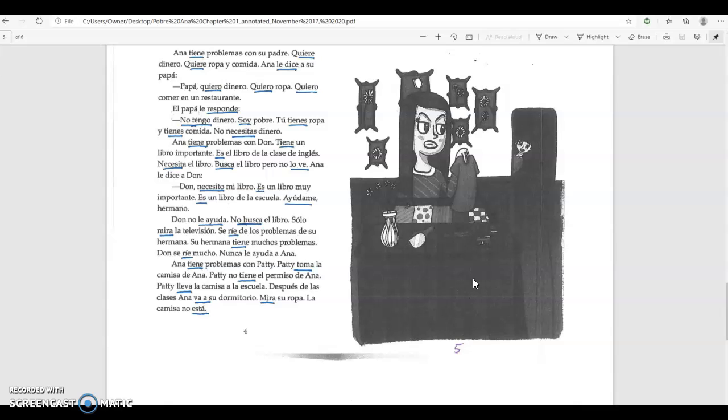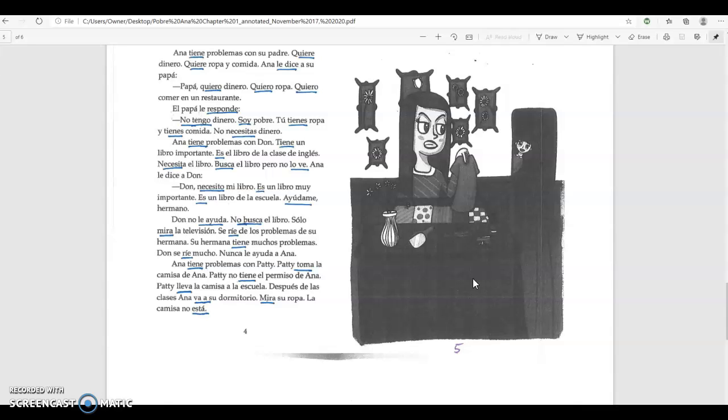So Ana wants to have clothes and go to a restaurant and eat, and she wants more money so she could do these things. But Papa has a different answer to what she was hoping for.